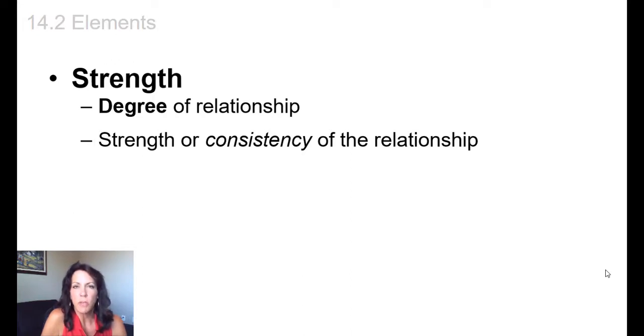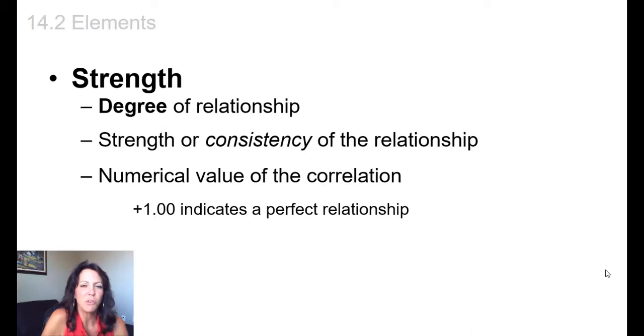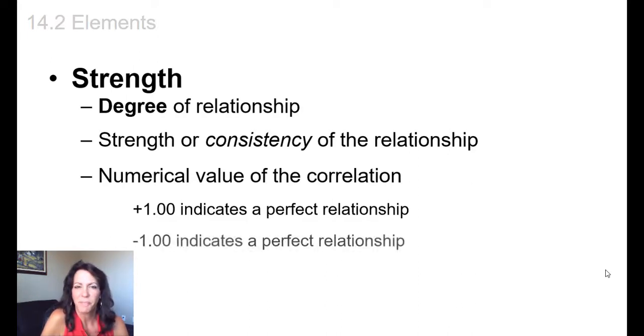What is the strength or the consistency of the relationship? And from this, we get a numerical value of the correlation. That's that Pearson's R that I've alluded to. If we were to have a correlation of positive 1.0, that's a perfect positive correlation. Doesn't ever happen in the world, by the way. But that is the highest limit that you can possibly get, a positive perfect 1.0.